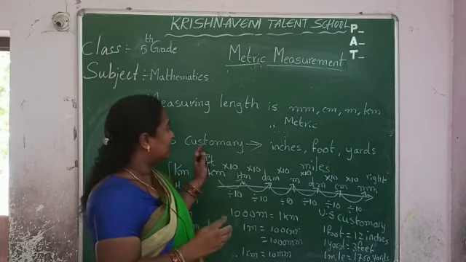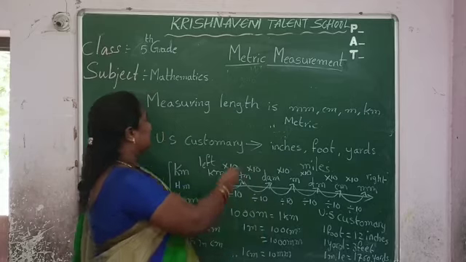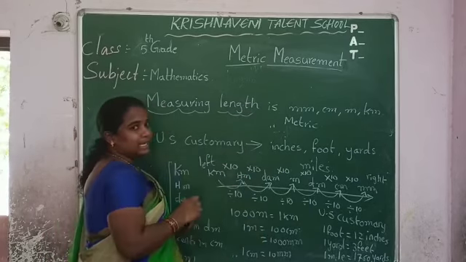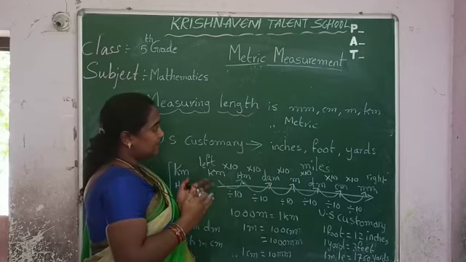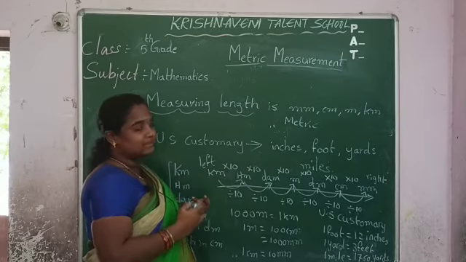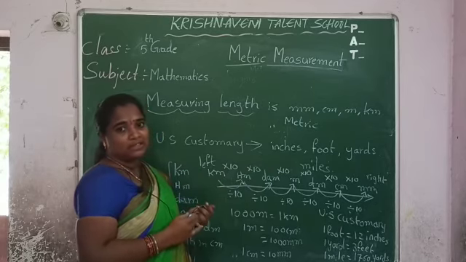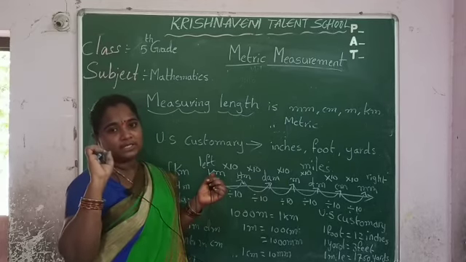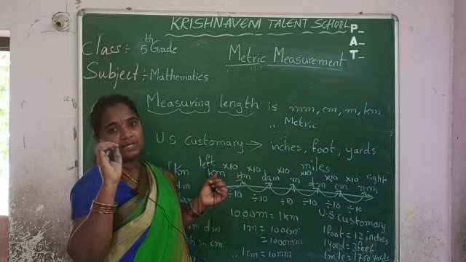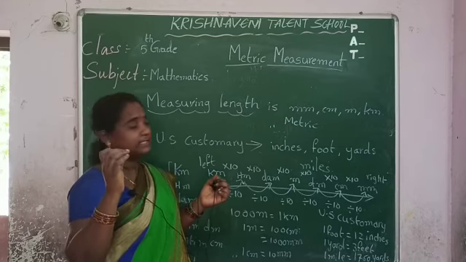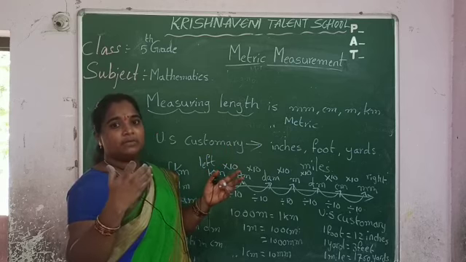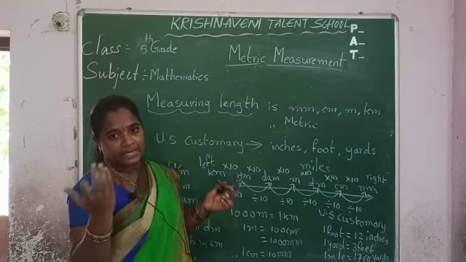Now, what is today's topic? Measuring of length. Generally length is measured in millimeters, centimeters, meters, kilometers. Millimeters are used for very short objects, centimeters for very small objects, meters for small objects, and kilometers for the distance between two villages, very far.